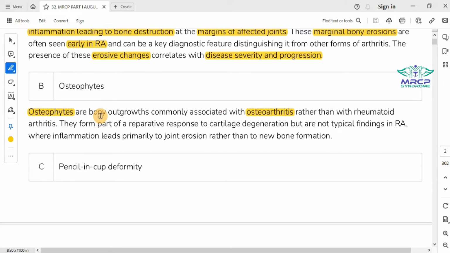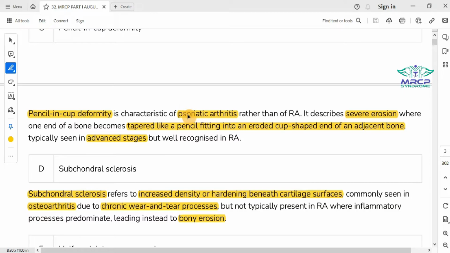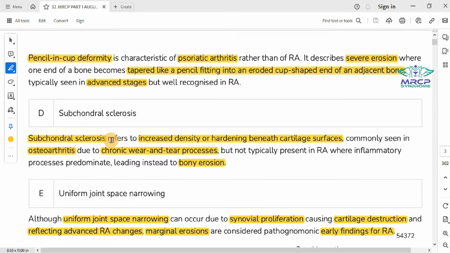And osteophytes, these are the bony outgrowths commonly associated with osteoarthritis, and they usually occur as part of a regenerative or reparative response to cartilage degeneration. And pencil-in-cup deformity is the feature of advanced psoriatic arthritis, so P for P. It describes severe erosion where one end of the bone becomes tapered like a pencil, fitting into an eroded cup-shaped end of an adjacent bone, typically seen in advanced stages.